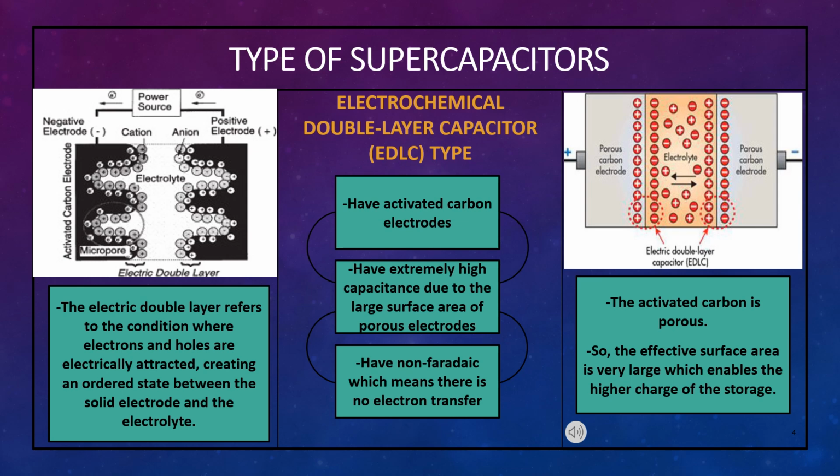Next, why does EDLC have a double layer? It is because the electrode and hole are electrically attracted, creating an ordered state between the solid electrode and the electrolyte. And why are the electrodes porous? It is because the effective surface area is very large, which enables higher charge storage.